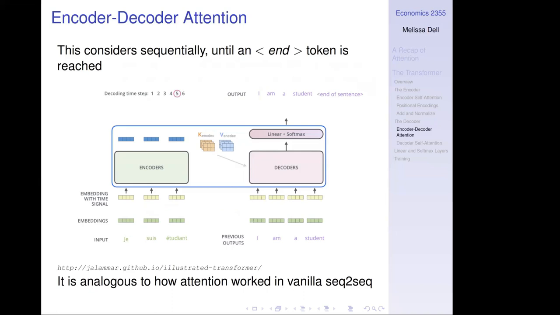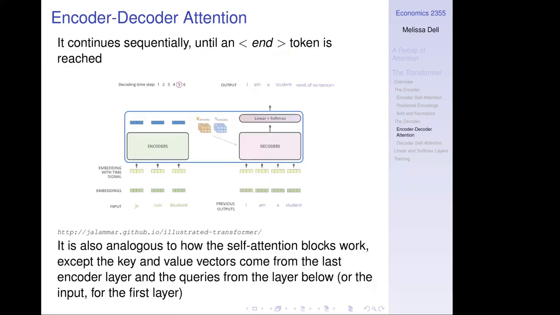So this continues sequentially until an end token is reached, and is kind of analogous to how attention works in the vanilla seq-to-seq attention model that we saw. And it's also analogous to how the self-attention blocks work, except that the key and value vectors come from the last encoder layer, and the queries come from the layer below in the decoder.